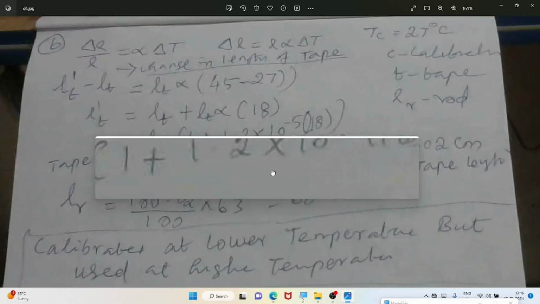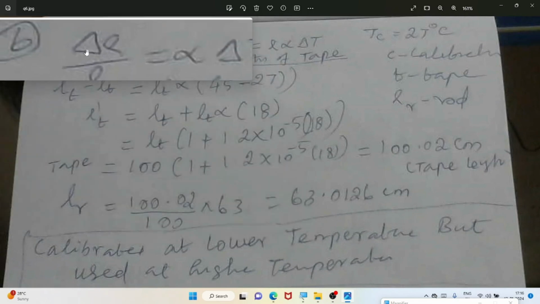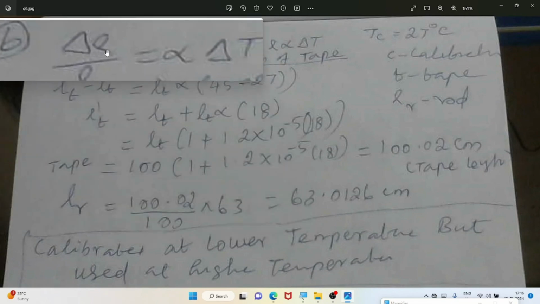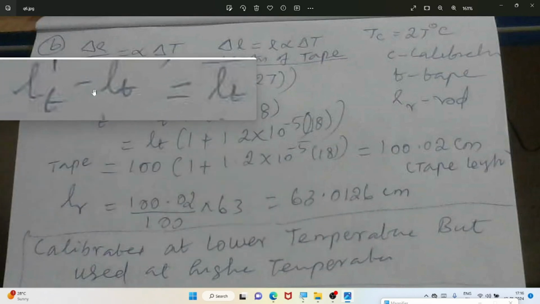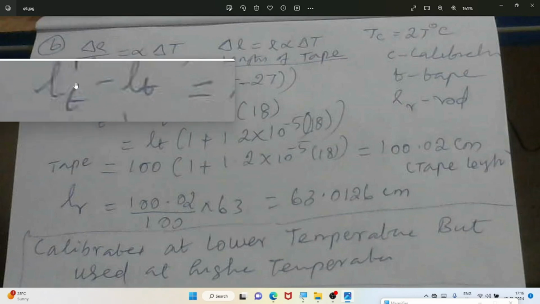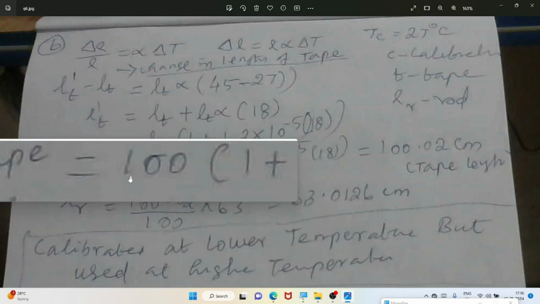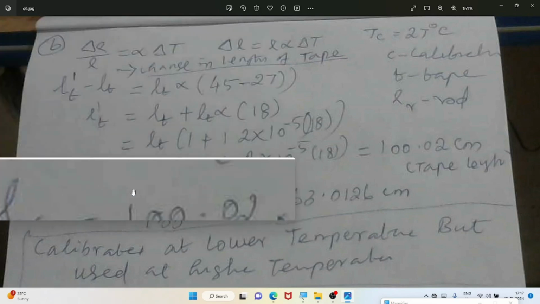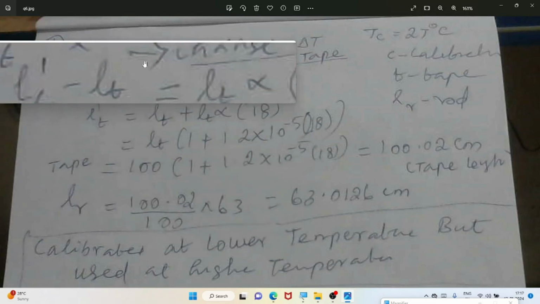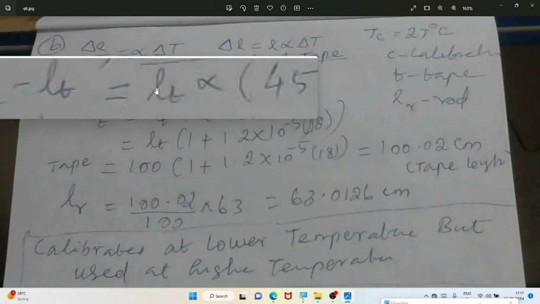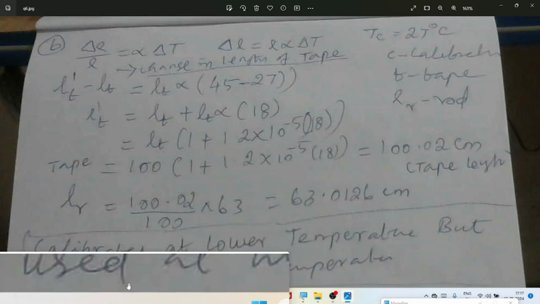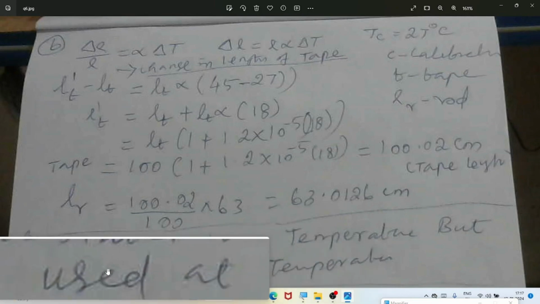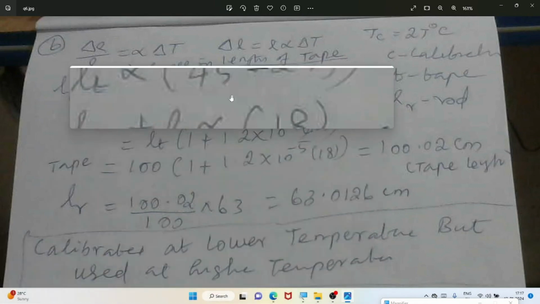So here you see delta L by L. Delta L means length final minus length initial. So this is the change in length divided by the original length. Then you take this L to this side. This L and this L are the same. After you substitute, you will get the tape length at 45 degrees Celsius.